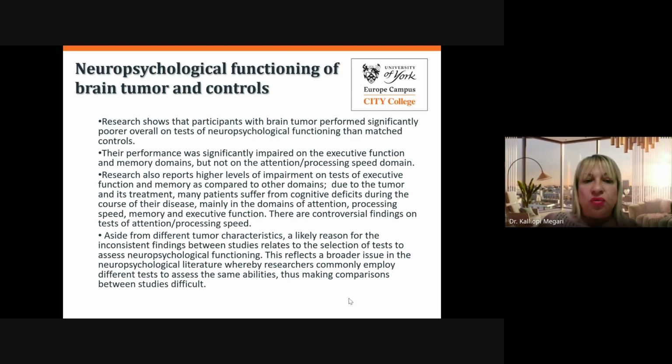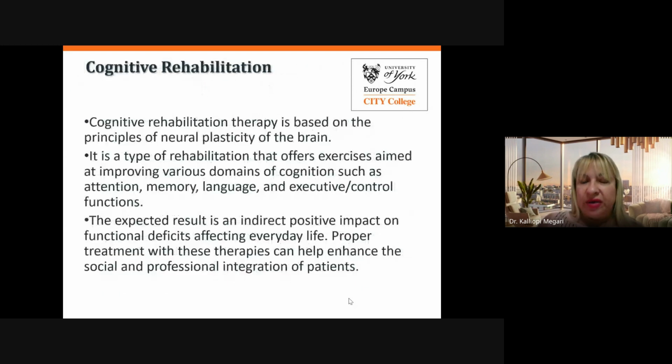Aside from different tumor characteristics, a likely reason for the inconsistent findings between studies relates to the selection of tests to assess neuropsychological functioning. And this reflects a broader issue in the neuropsychological literature, whereby researchers commonly employ different tests to assess the same abilities, thus making comparisons between studies difficult.